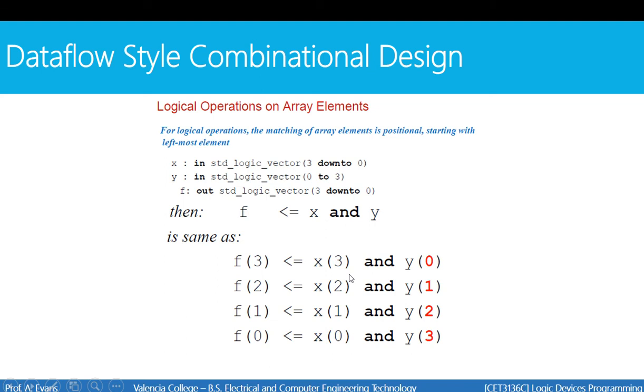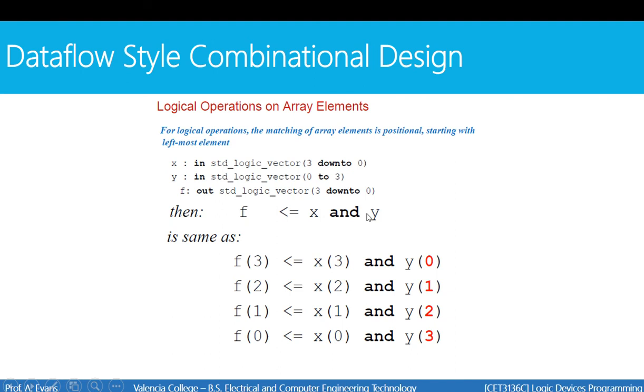Why does that happen? Take a look at how x and y are defined. X is defined as an input standard logic vector 3 down to 0, which means cell number 3 in that array is the most significant bit. For y, it's an input standard logic vector 0 to 3. So cell 0 is the most significant bit in that vector.